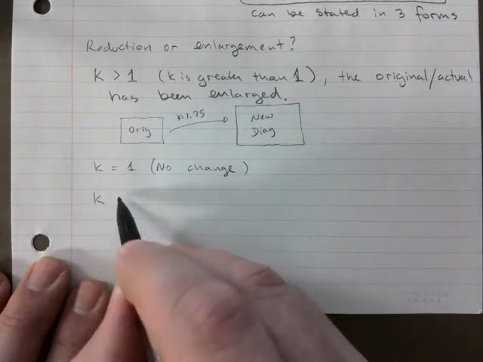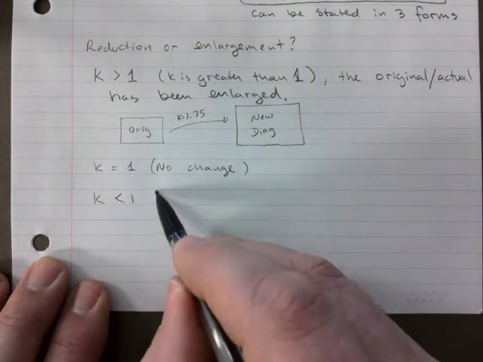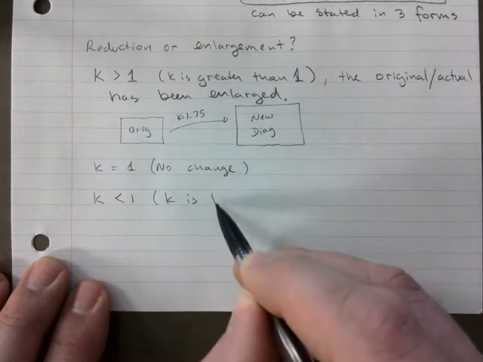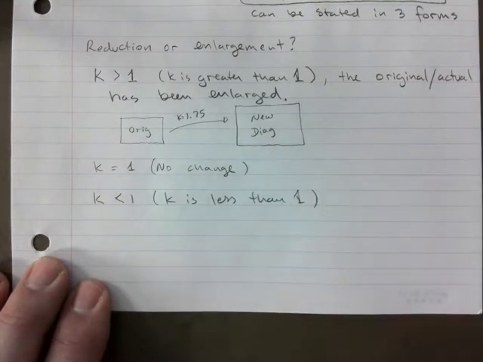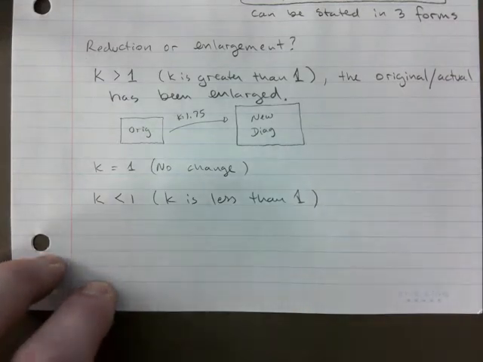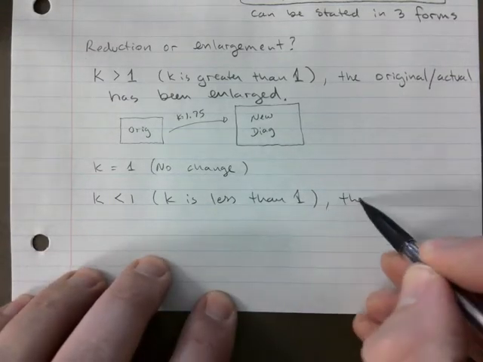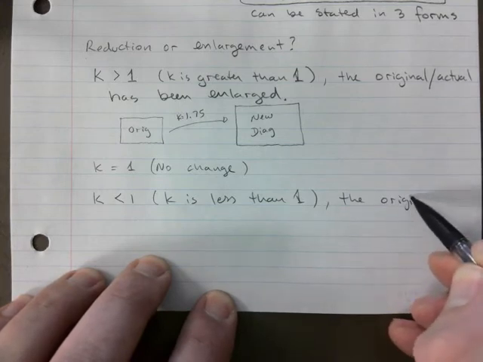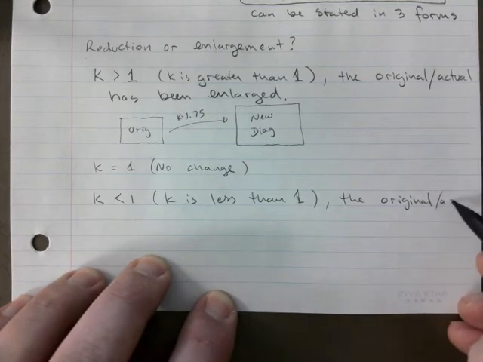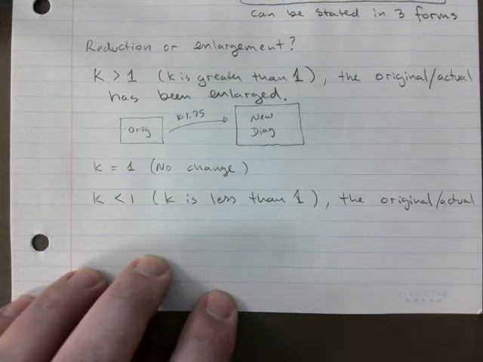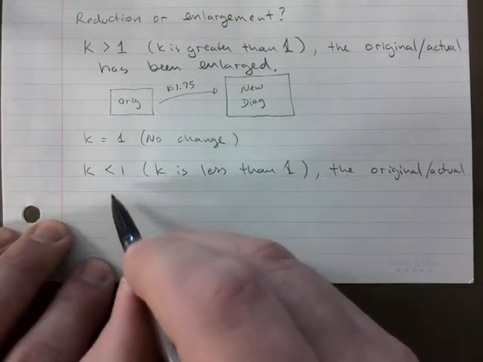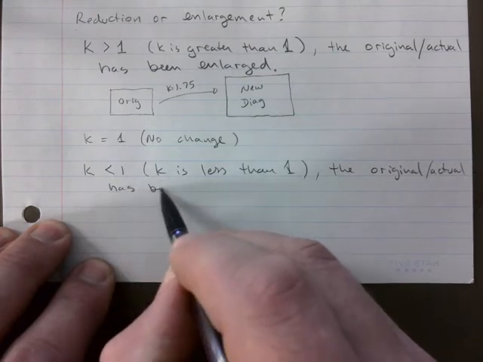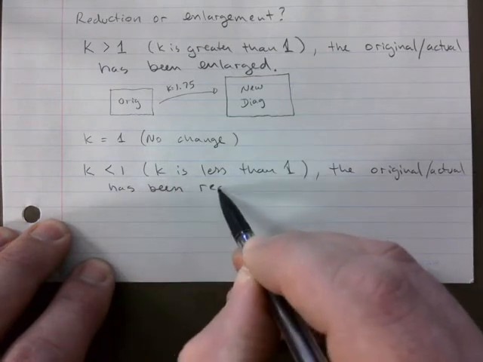If k is less than 1, the original or actual has been reduced.